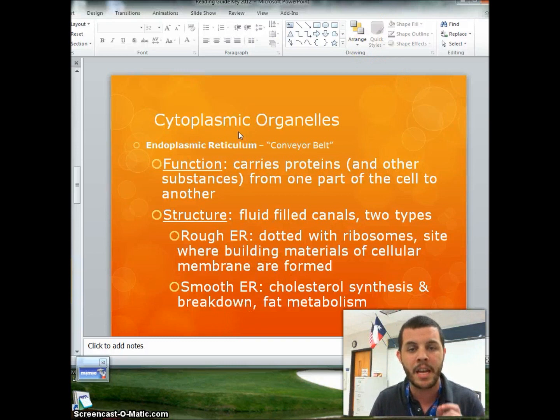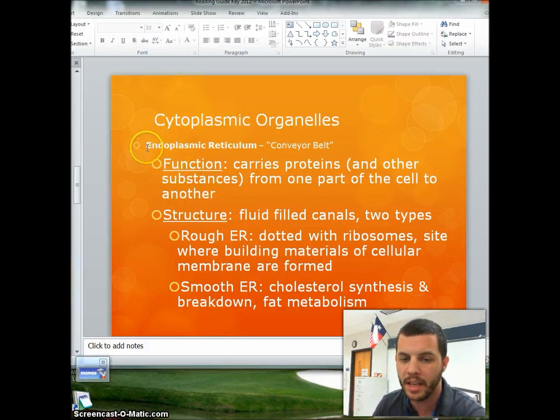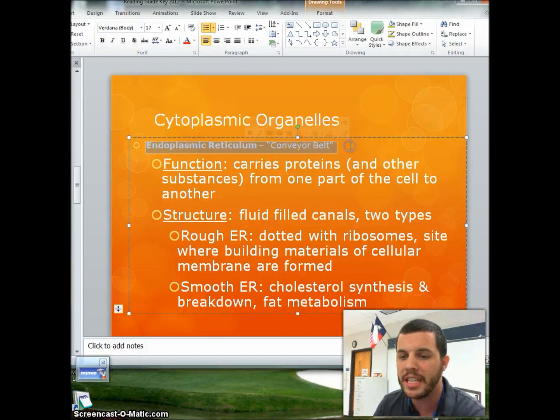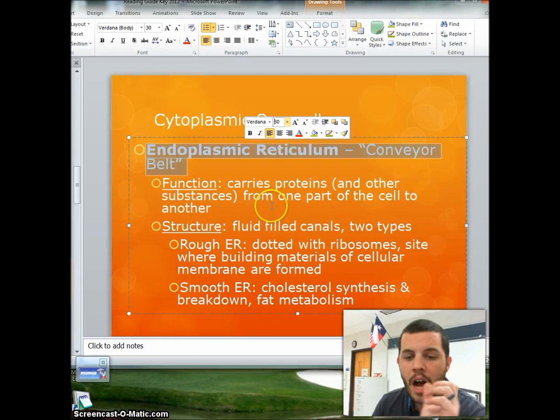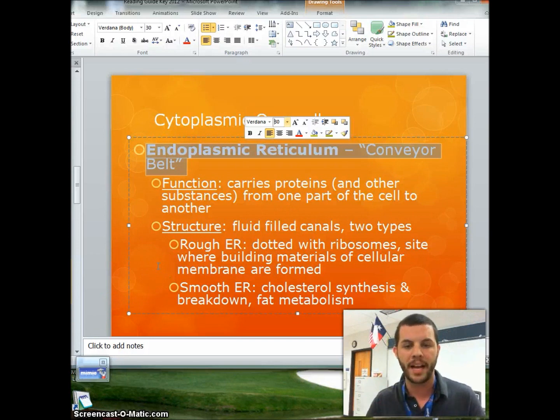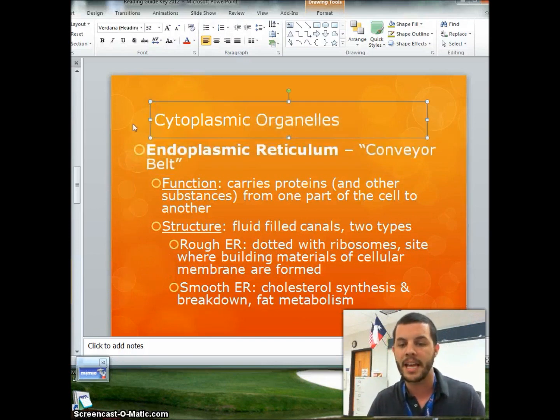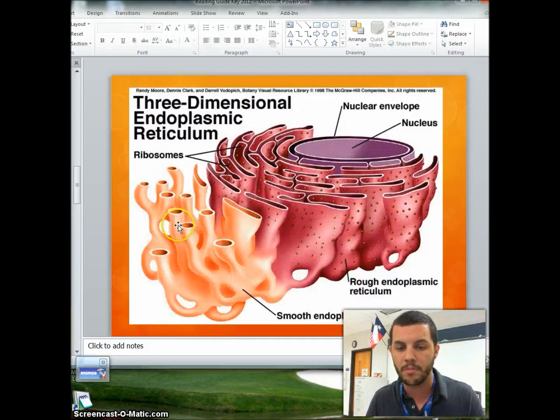Okay, this is like the conveyor belt of the cell. It's the endoplasmic reticulum. Okay, and its function is that it is going to carry proteins throughout the cell. Okay, it's these fluid-filled canals. If you have the rough endoplasmic reticulum, then that means that it is studded with ribosomes. When you don't have ribosomes studded all over the place, that now means that you are in the smooth endoplasmic reticulum.